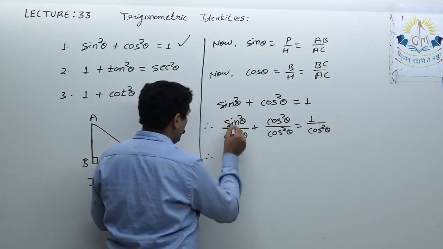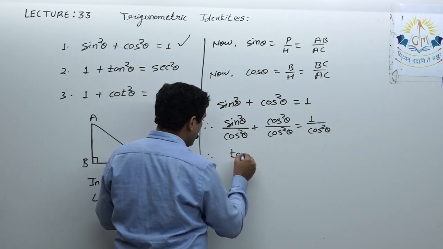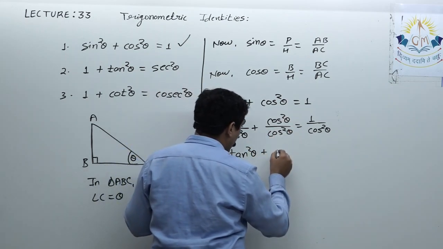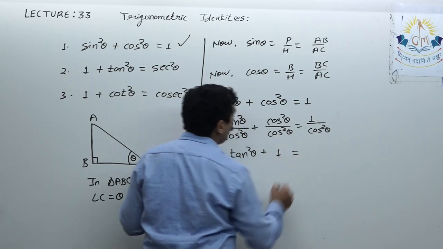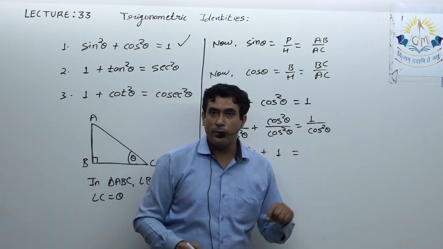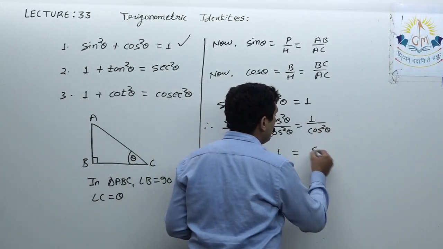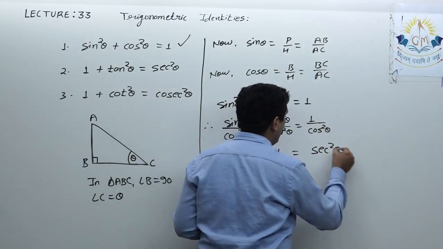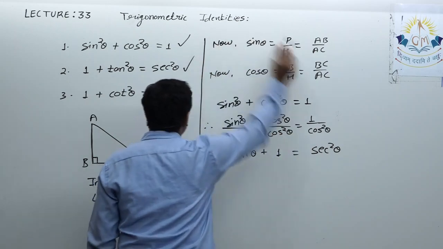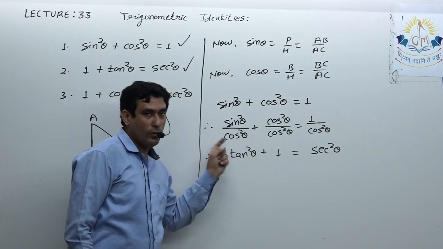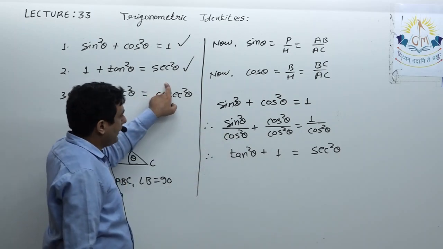Okay, so sin square theta upon cos square theta is tan square theta, plus cos square theta upon cos square theta is 1. 1 upon cos theta is equal to sec theta. So 1 upon cos square theta will be sec square theta. Here I got the second one. See, here I divided throughout by cos square theta, so I got the second identity.